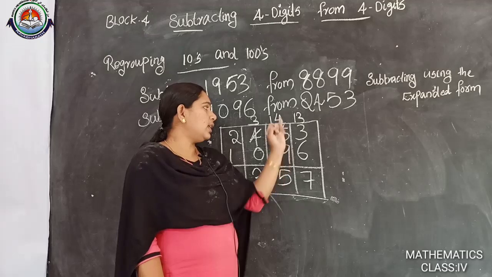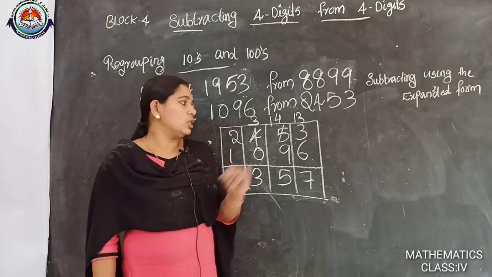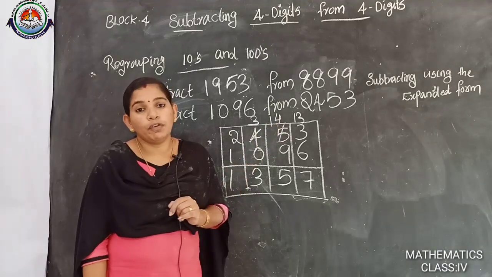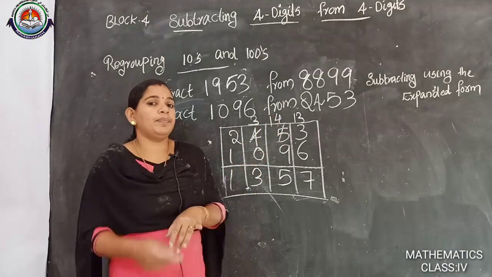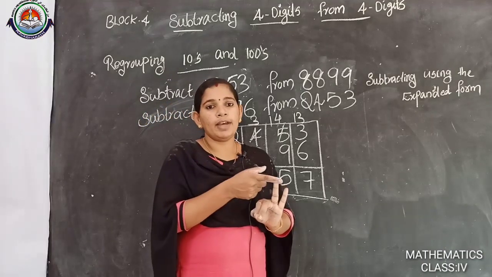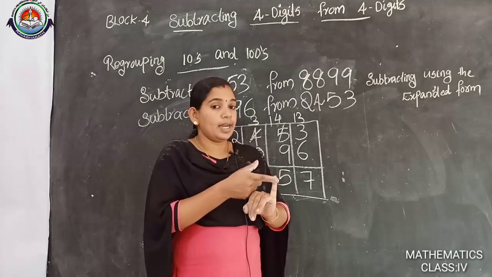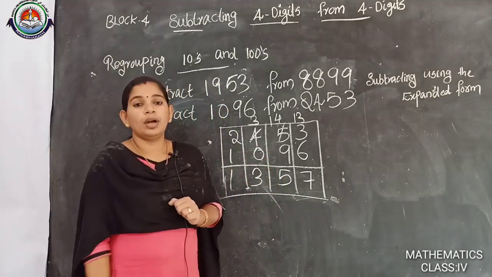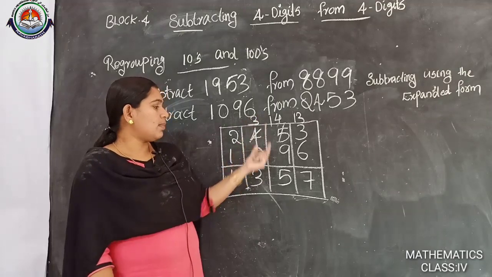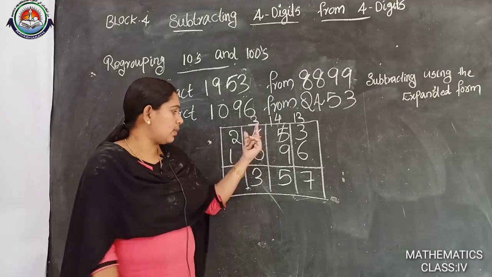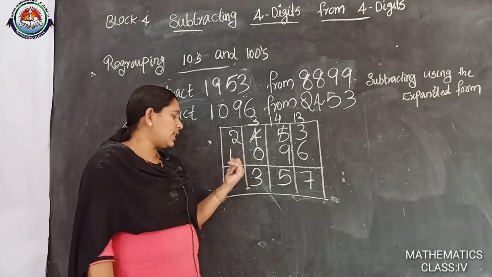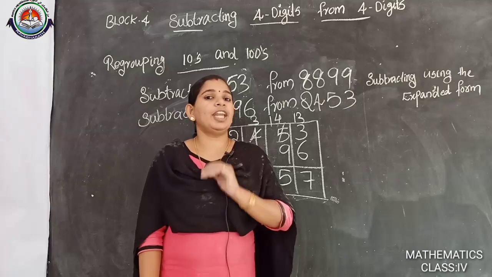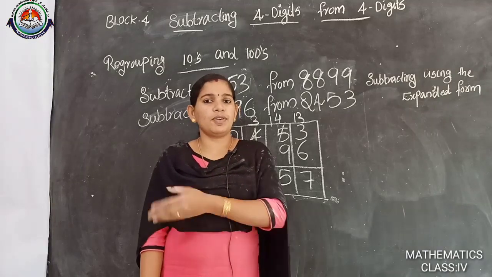Then 4 is there. 4 minus 9, is it possible? No. So we take 1 from the hundreds place, and this 4 becomes 14. 14 minus 9 is 5. Then 3 minus 0 is possible, so 3. Then 2 minus 1 is 1. How many of you got this answer? Okay, very good. So we will do some problems from your textbook.